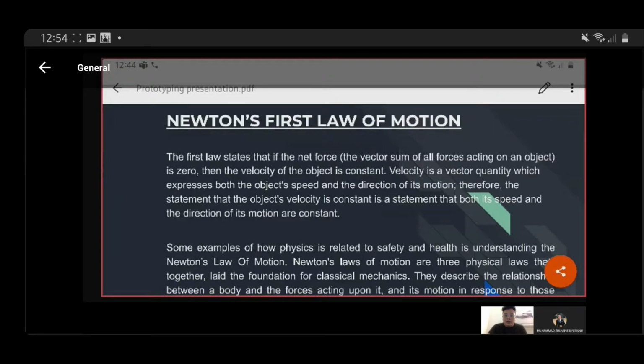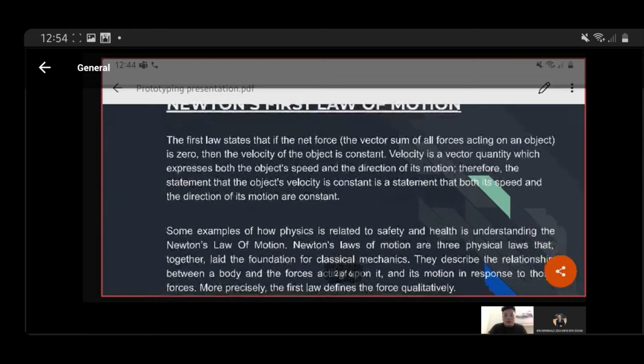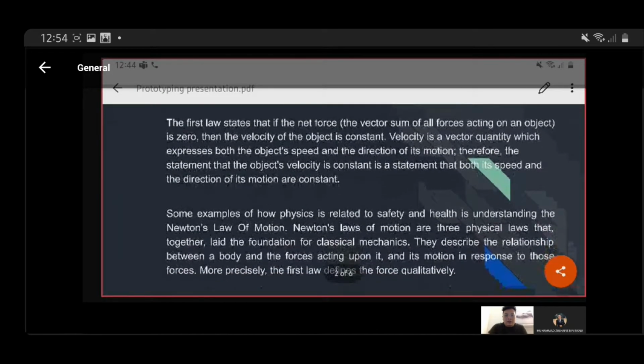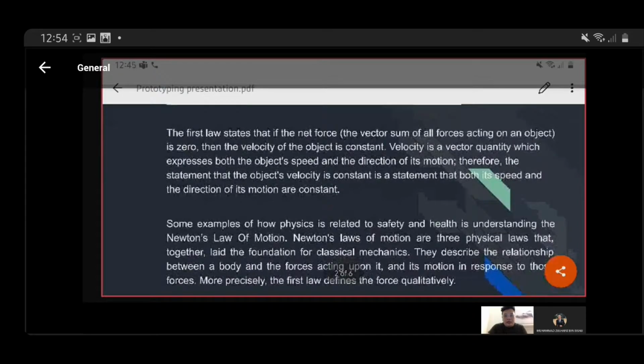So the theory that I'm going for today is Newton's first law of motion, also known as the inertia law. The first law of motion states that the net force, or the vector sum of all forces acting on an object, is zero until there's a force acting on it. So in other words, objects will remain at rest until there's a force acting onto the object.